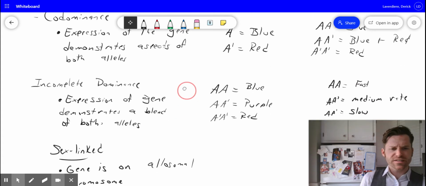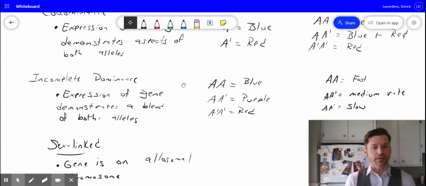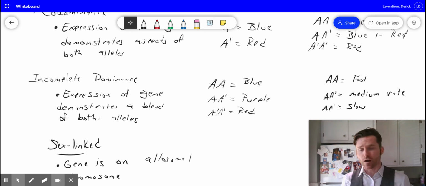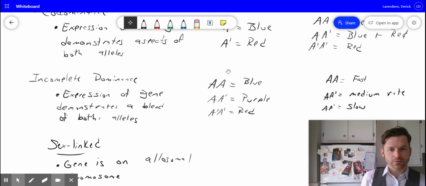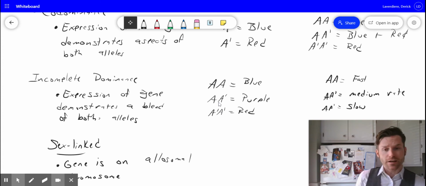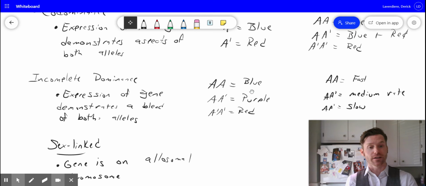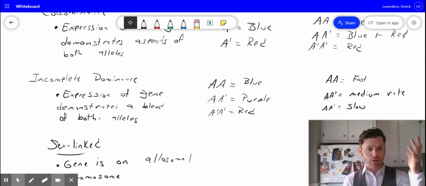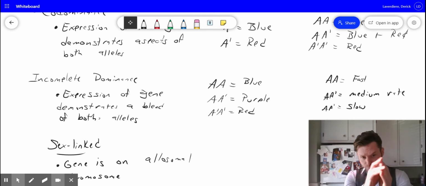Incomplete dominance, very similar idea. Okay? Slightly different. The expression of this gene demonstrates a blend of both the allele qualities. And so if we stick with the colors, right, homozygous big A is going to be blue, homozygous big A prime is going to be red, and a heterozygous organism is going to be purple. It's like if I blended blue and red together, I get purple. Right? In case you didn't know colors, if you take blue, you take red, and you mix them up, you get purple. It's a blend.